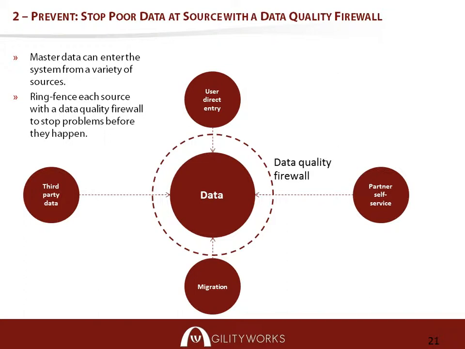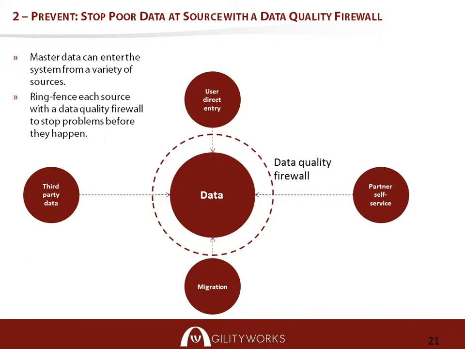So we can see here in the slide, master data can enter the system from a variety of sources. I've just listed a few. I'm sure in many organizations there's quite a few more. But we can see users can tap the data into the system directly. You might have a partner self-service portal, so you might try and outsource, if you like, your master data creation to your vendors or to your suppliers or to your customers to get them via a web front end to input their own master data and look after it that way. You might have had migrations from legacy systems, or you might just be in a regular cycle of inputting and uploading third-party data into your system.